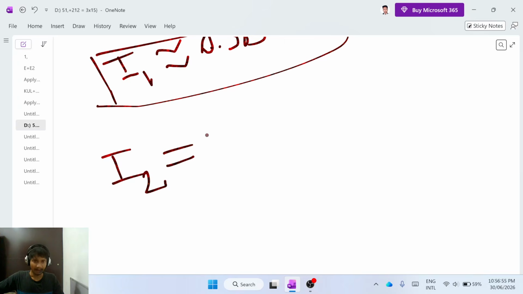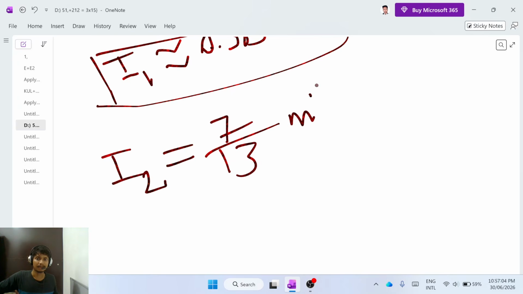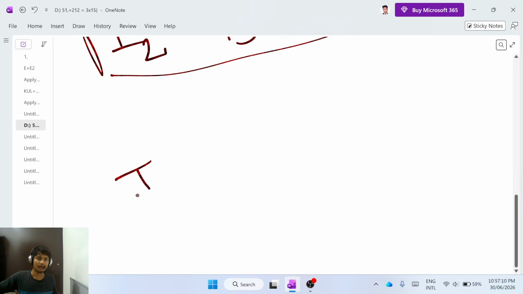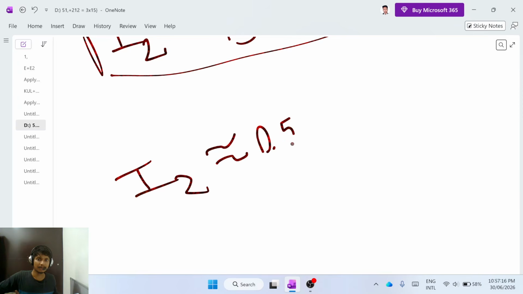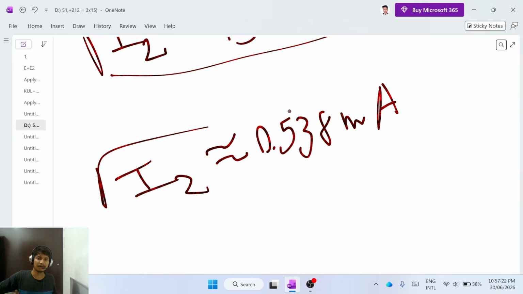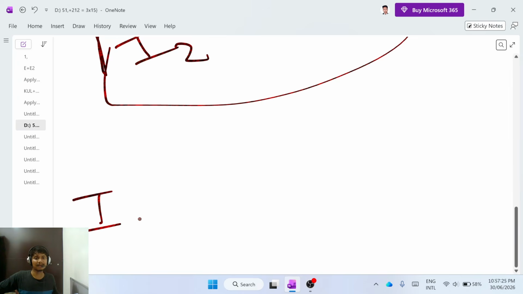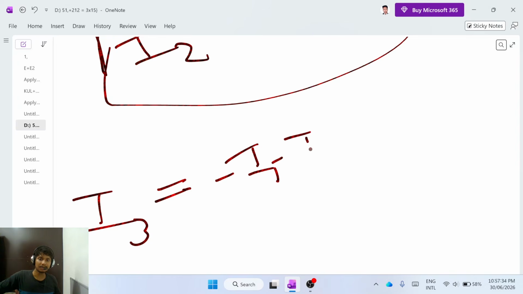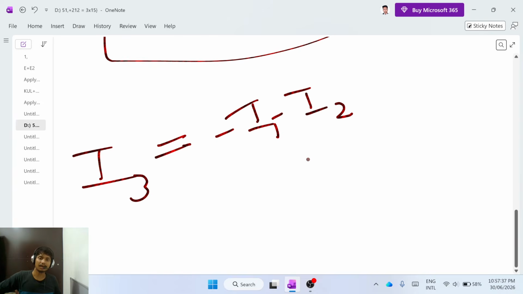I2 is equal to 7/13 milliampere. I2 is approximately equal to 0.538 milliampere. Now we have found I1 and I2. Now we can find I3 easily, because I3 is equal to minus I1 minus I2, using KCL at point F.